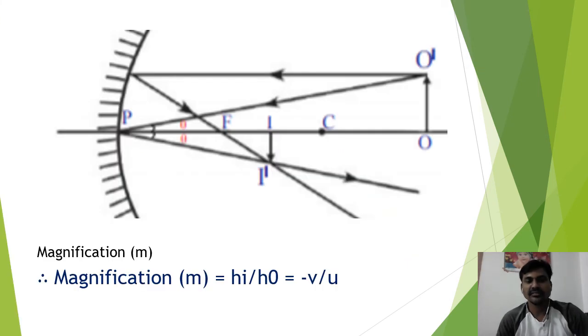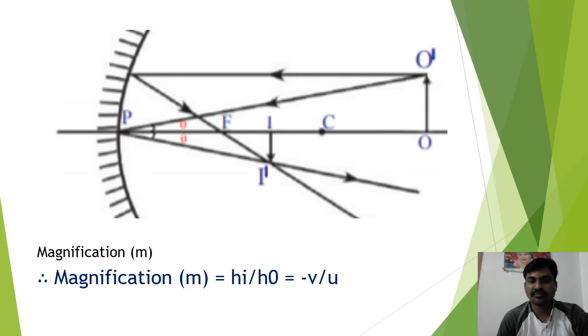Now we see magnification of the mirror. We write the magnification formula as m is equal to hi by ho, that is also equal to minus v by u. So hi by ho, that is magnification, means the ratio of the height of the image to the height of the object, which is also equal to minus image distance by object distance.